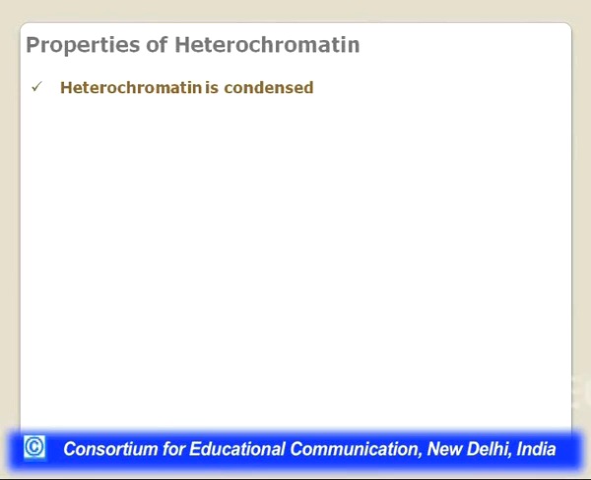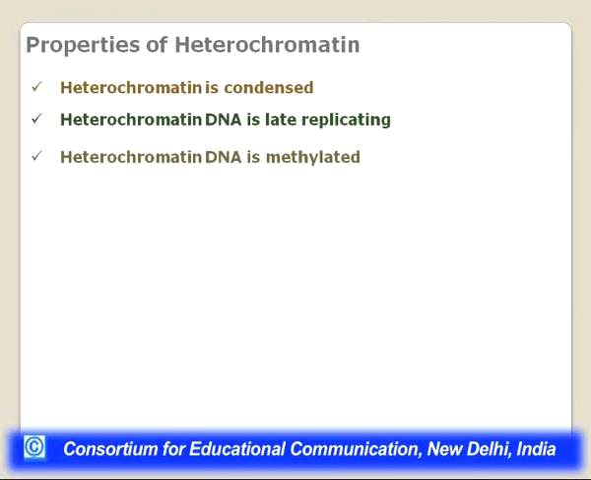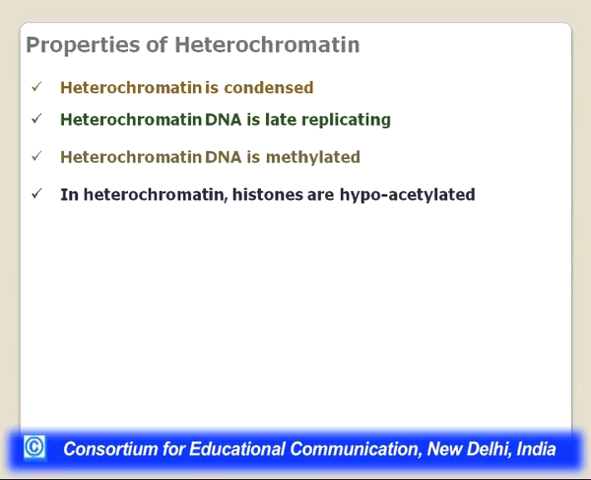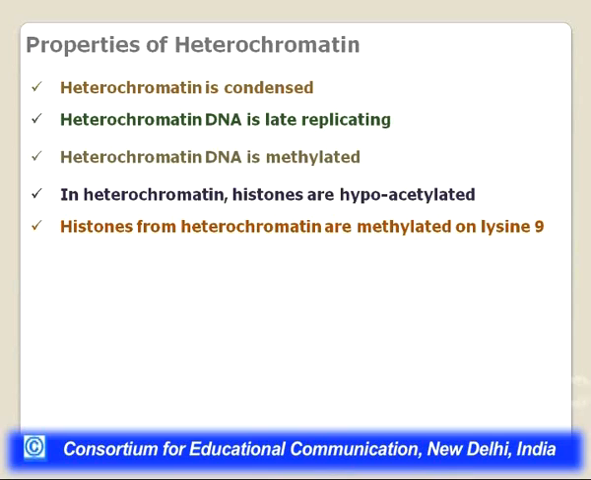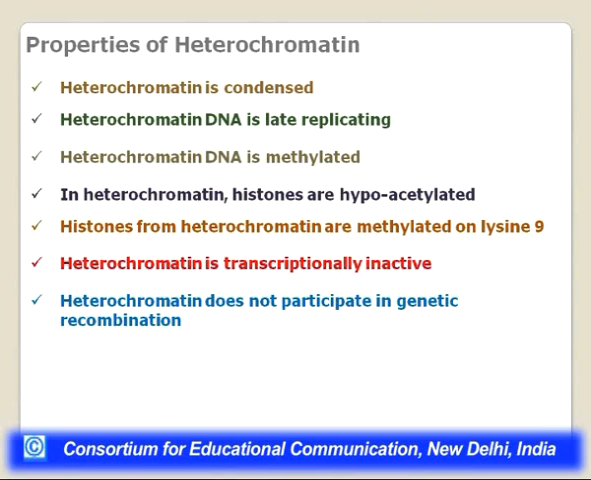The properties of heterochromatin is therefore that the heterochromatin is highly condensed, it is late replicating, it is methylated. So many kinds of modifications are there in the heterochromatic DNA. In heterochromatin, the histones are also modified, they are hypoacetylated, usually at lysine amino acid residues. Then histones from the heterochromatin are also methylated on lysine 9 position. It is transcriptionally inactive more or less, and it does not participate in genetic recombination. So no crossing over occurs in the heterochromatin part, and it has a gregarious instinct.